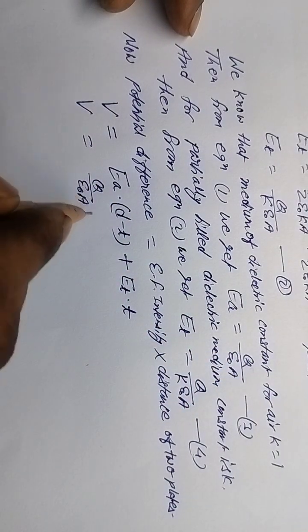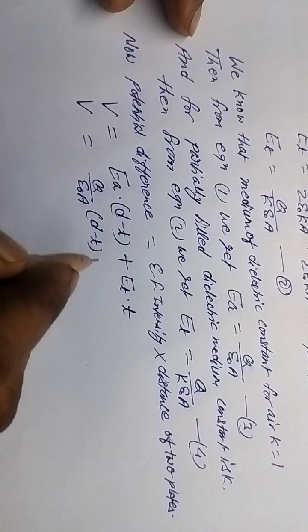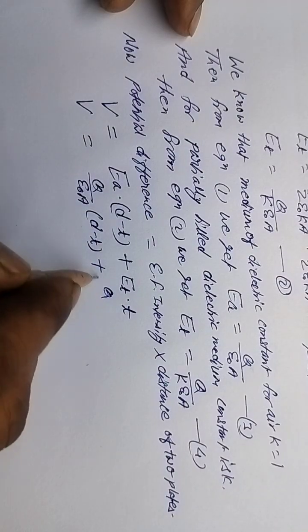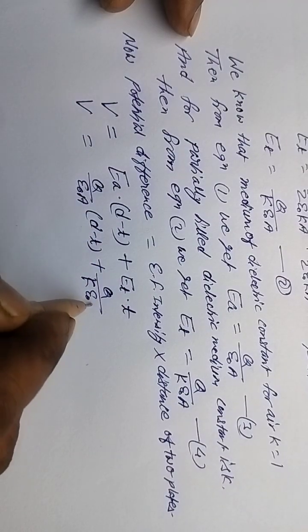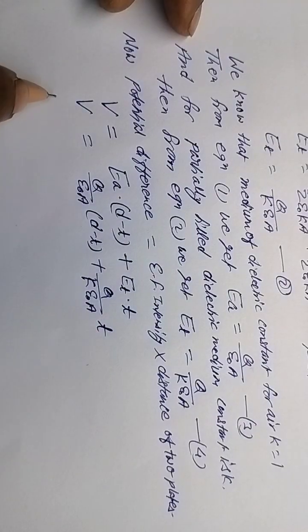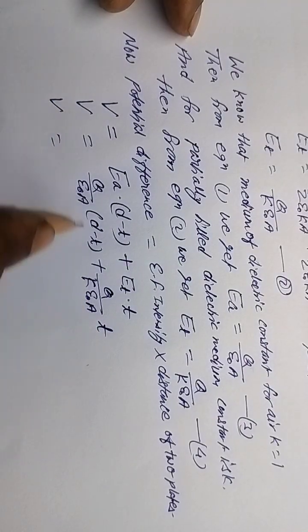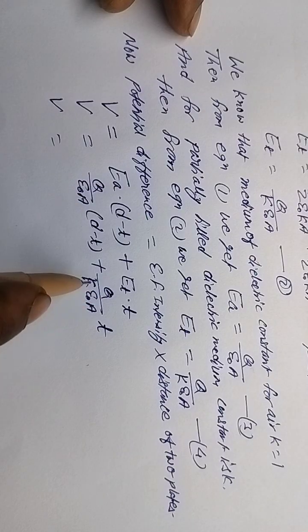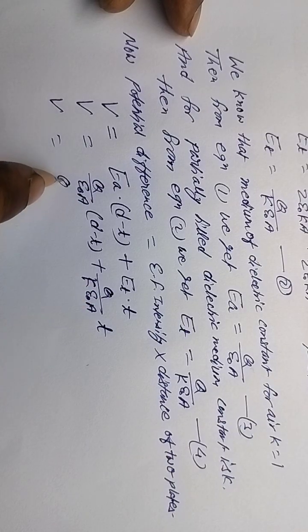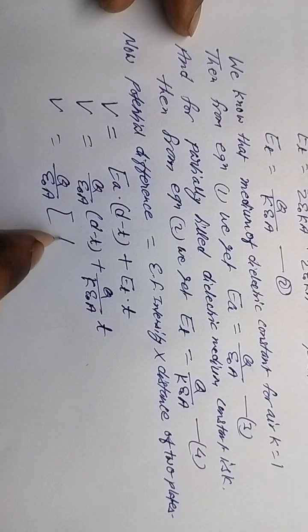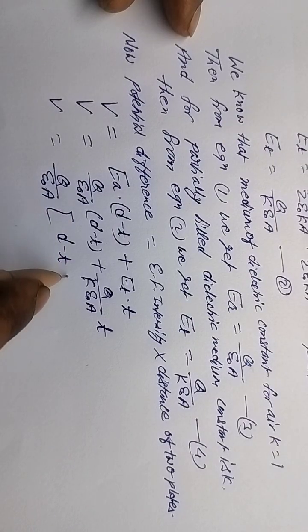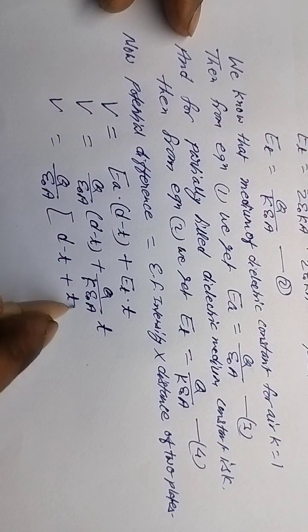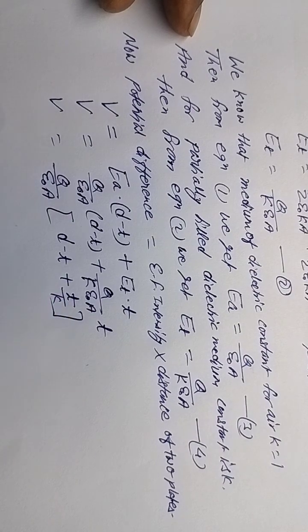Now putting the values of EA and Et, we get V equal to Q upon epsilon 0 A times d minus t, plus Q upon K epsilon 0 A times t. Now take Q upon epsilon 0 A common from both terms: Q upon epsilon 0 A, inside the bracket d minus t plus t upon K.